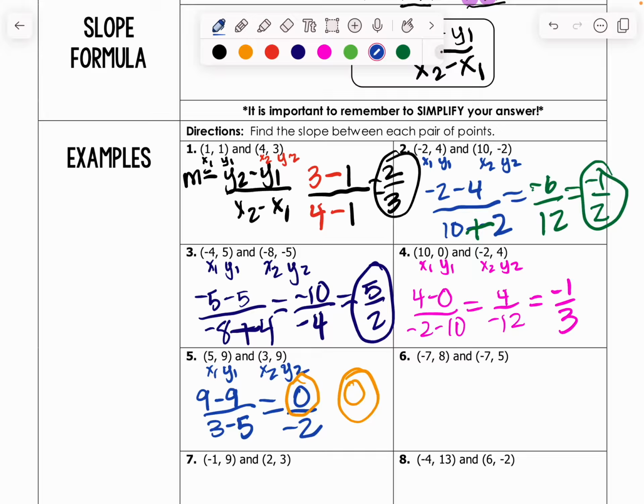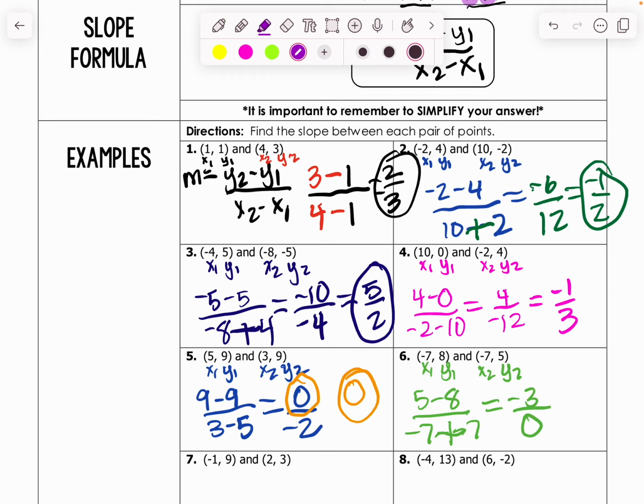Now, that's different from number 6 because we do x1, y1, x2, y2. 5 minus 8 over -7 minus a -7. Okay, so that's plus 7. I'm going to get -3 over 0. We can never, ever, ever have a 0 in a denominator. That makes this undefined. So that would be a straight up and down line if you think about it.